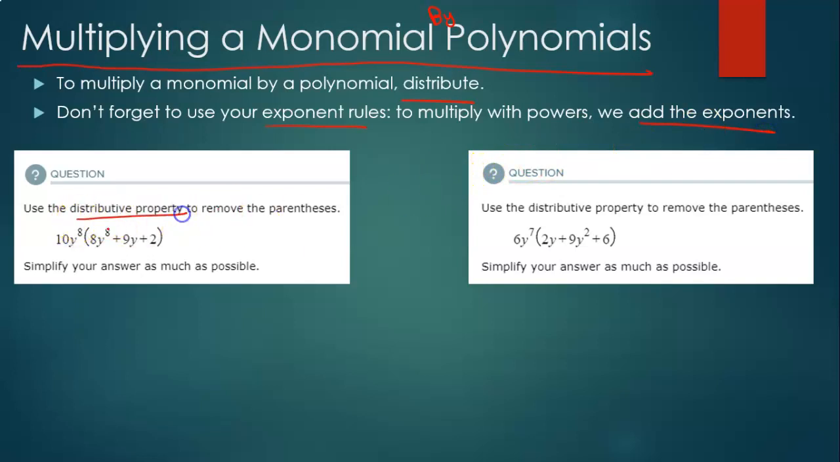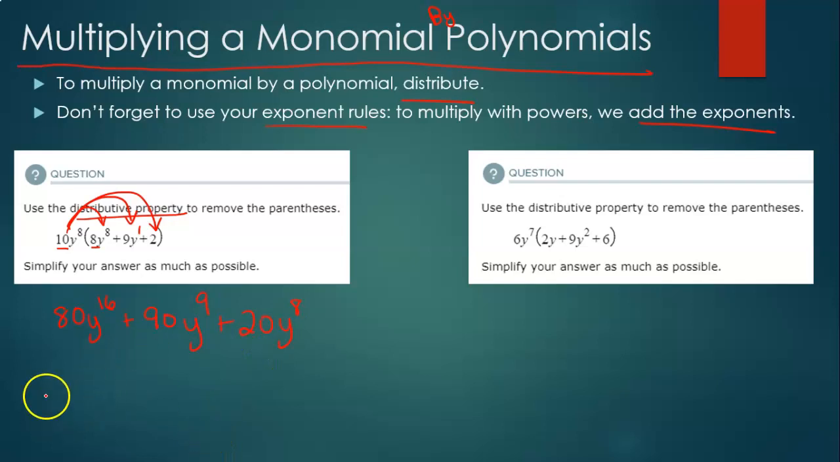So it says to use the distributive property to remove the parentheses. So essentially, we're using what we learned about our exponent rules last time to distribute. Remember, we multiply whole numbers just like always. So 10 times 8 becomes 80, but this becomes y to the 16th because I'm multiplying this time, not adding. 10 times 9 becomes 90. Don't forget there's an invisible 1 here, so y to the 8th times y to the 1 is y to the 9th. 10 times 2 is 20, and that's just 20y to the 8th.